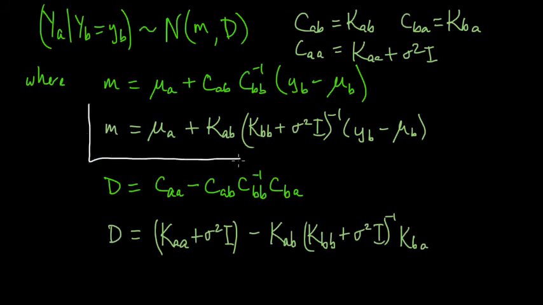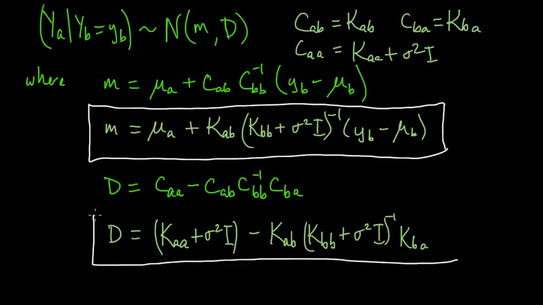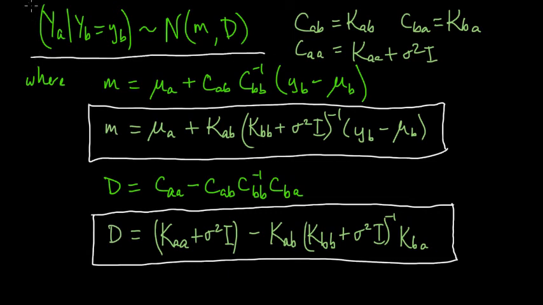They may look a little hairy, but the fact that we can just write down these analytical expressions for this posterior distribution is a beautiful, beautiful thing. That is very rare to be able to do in such a general model. So this is a beautiful fact. So this is the distribution of YA given YB equals little yb. It's this very nice multivariate Gaussian distribution.